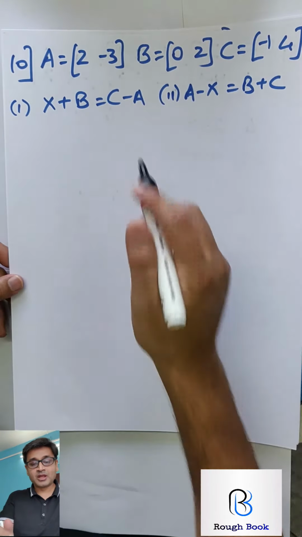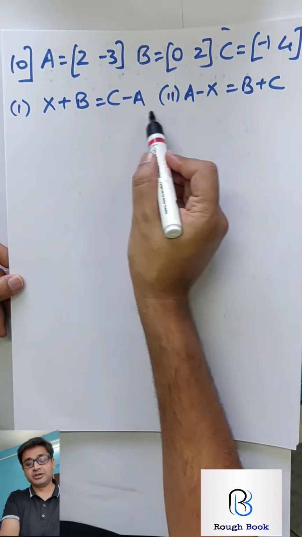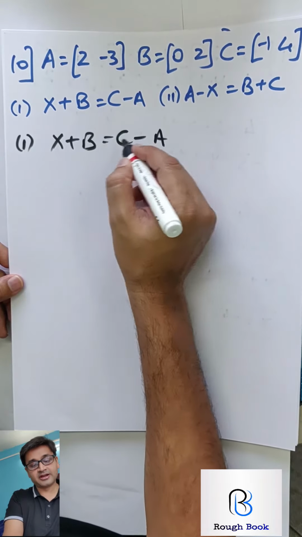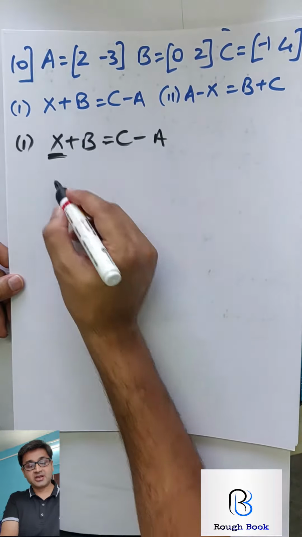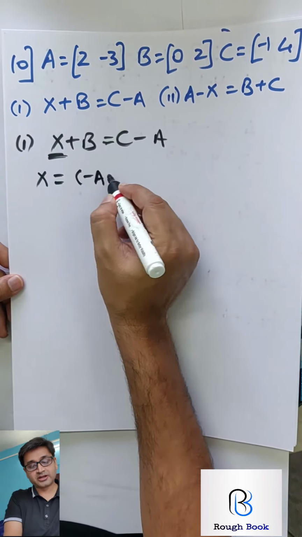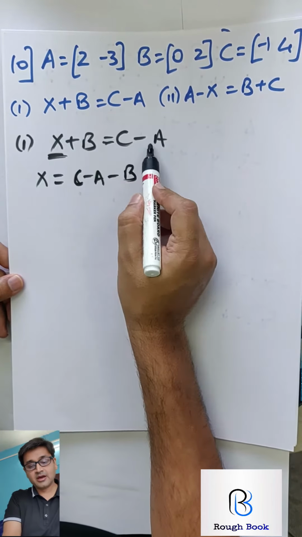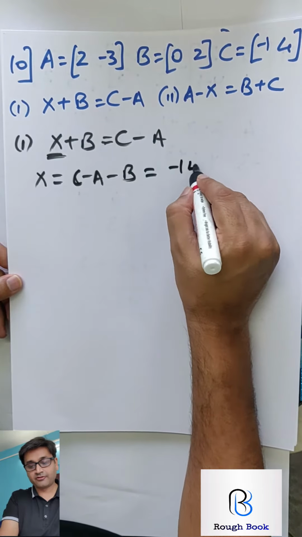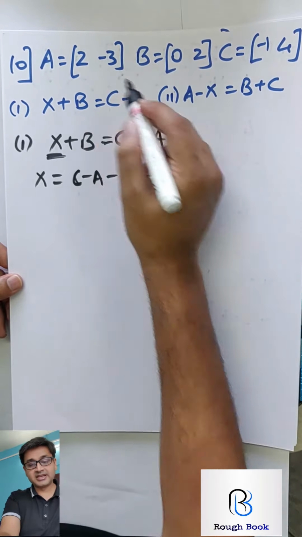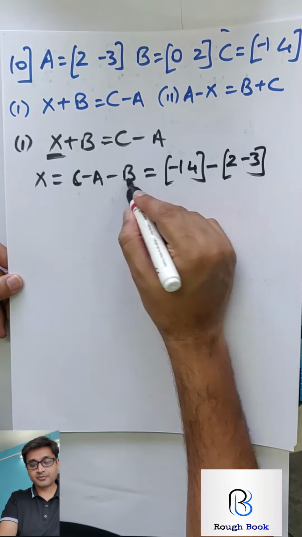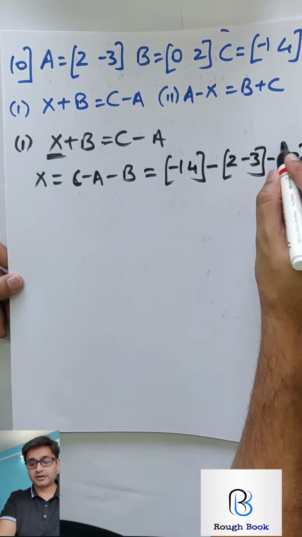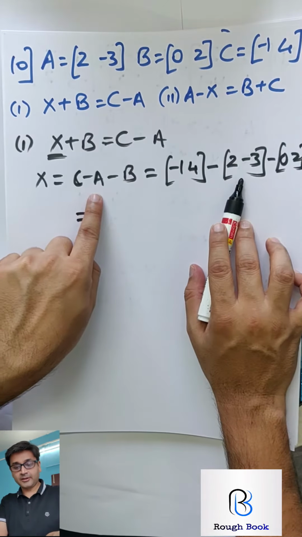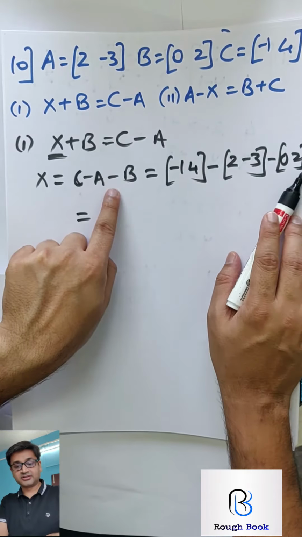Come on, 10th one. You again been given A, B, C and you need to find these two expressions. So picking the first one, x plus b equals c minus 1. Your target is to find x. So first only make x the subject. So it becomes easy: c minus a minus b. So what happens? C is minus 1, 4. Minus a, that is 2 minus 3. And minus b, that is 0 by 2. Correct? See c first, then a with a negative sign, again negative sign with b.